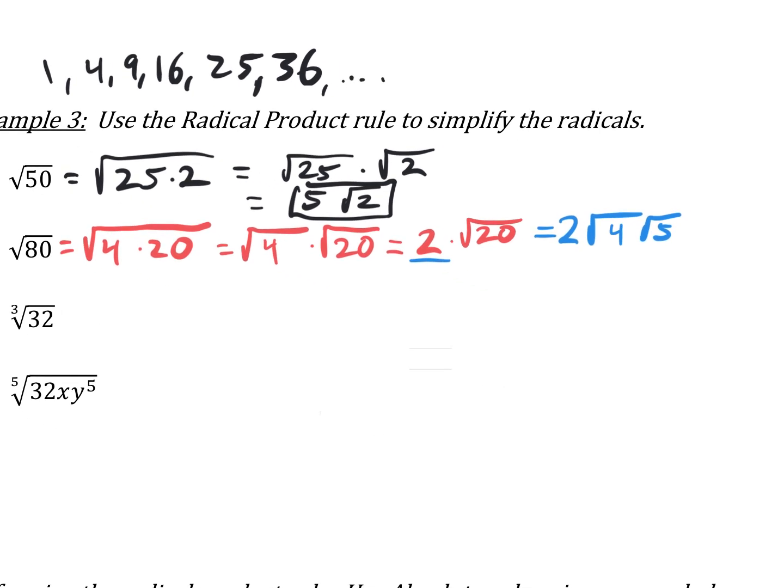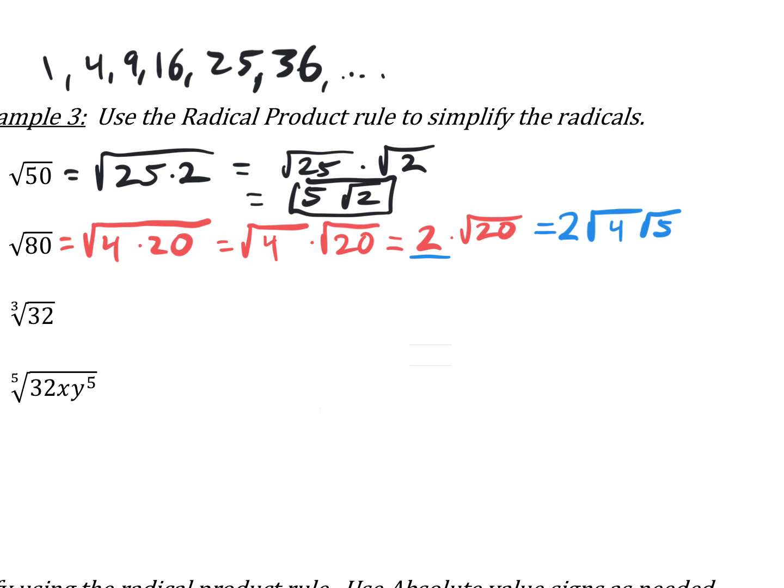So we have the square root of 4 times the square root of 5, and this is all multiplied here. And so this is just 2 times 2, 2 times 2 times the square root of 5, which is 4 square root of 5. That's our final answer, 4 square root of 5.